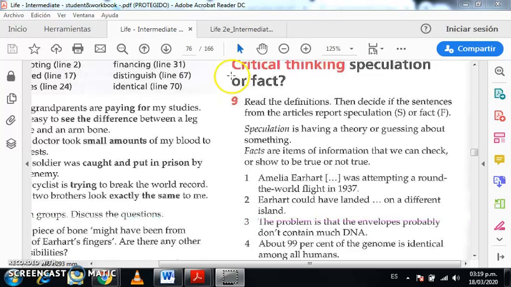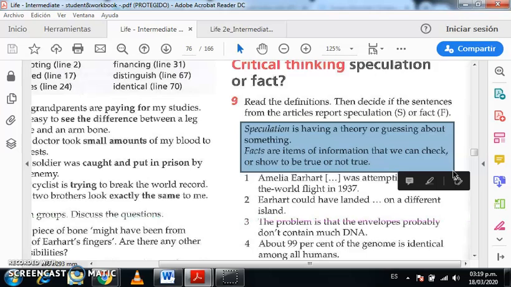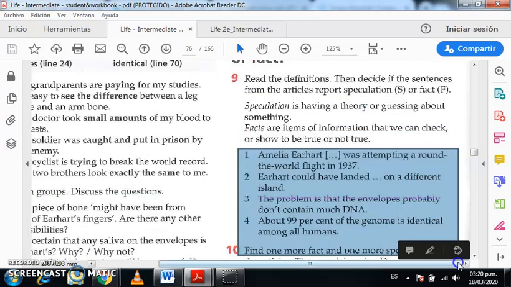And finally, we're going to work with activity number 9, and we have speculation or fact. So here we have the definitions. So speculation is having a theory or guessing about something, and facts are items of information that we can check or show to be true or not true. Okay? So what you have to do is read these definitions, number 1 to 4, and you have to decide if they are speculation or facts.